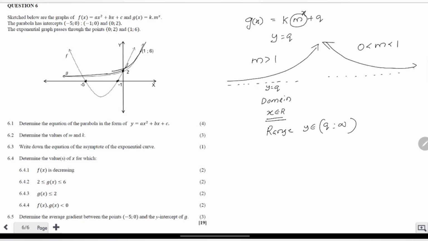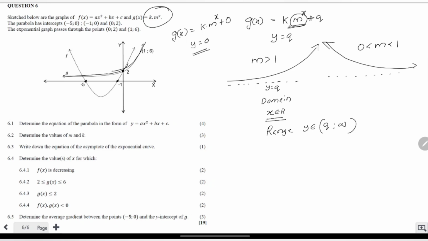Is it clear? So these are the ideas you must have, especially the equation of the asymptote is always y is equal to q. And what is q? Q is the next term after the exponential form. When it comes to this graph, g of x is equal to k times m to the power x, plus there is no number given. Did you see that? That number is not there, so you can just assume that is 0. So what is the equation of the asymptote here? Y is equal to 0. This is how you have to write.